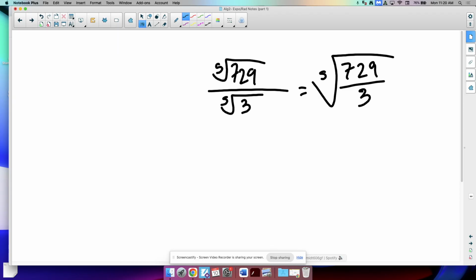So what is 729 divided by 3? So if you have a fraction, you can simplify it first. What's the 5th root of 243? What is it? 3. So as you guys are going through these, if you get stuck or you have any questions, let me help you.